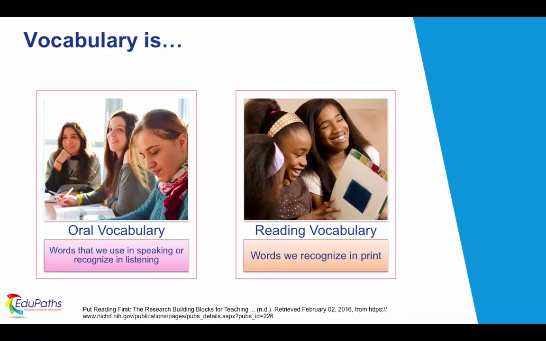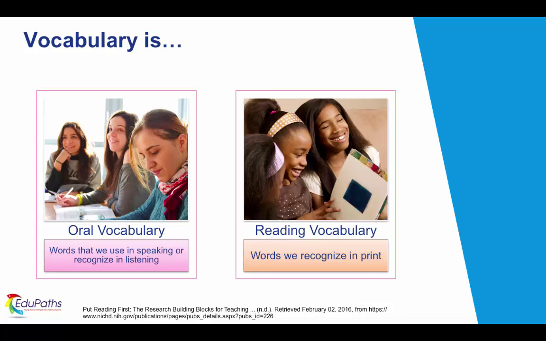We can think of vocabulary as having 2 components. Oral vocabulary are the words that we use in speaking or recognize in listening. And reading vocabulary are the words we recognize in print. While different, these 2 components are actually closely related.